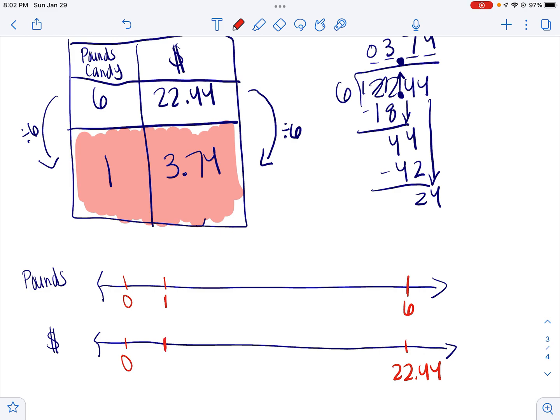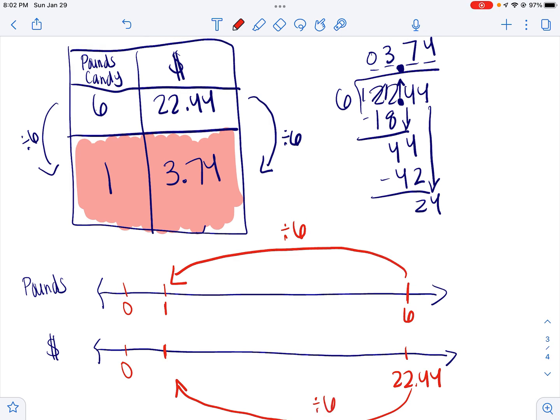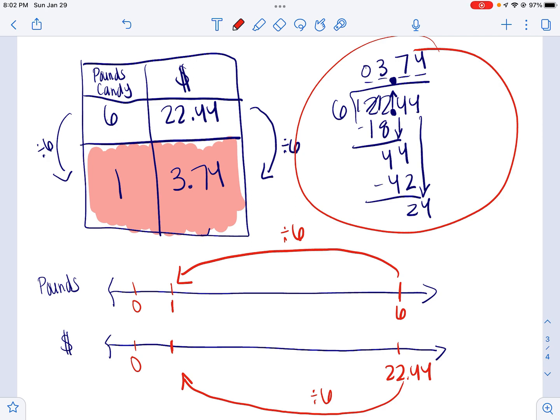Right, so I do the same thing. I ask myself, what divided by 6 is going to give me 1? And that's divided by 6. So then I'm going to do the same thing here. 22.44 divided by 6, which we would do the same thing that we did up here, which is 3.74, which would be still our answer. You can use either strategy to help you, whatever works easiest for you. If you have any other questions, talk to your group before talking to your teacher.